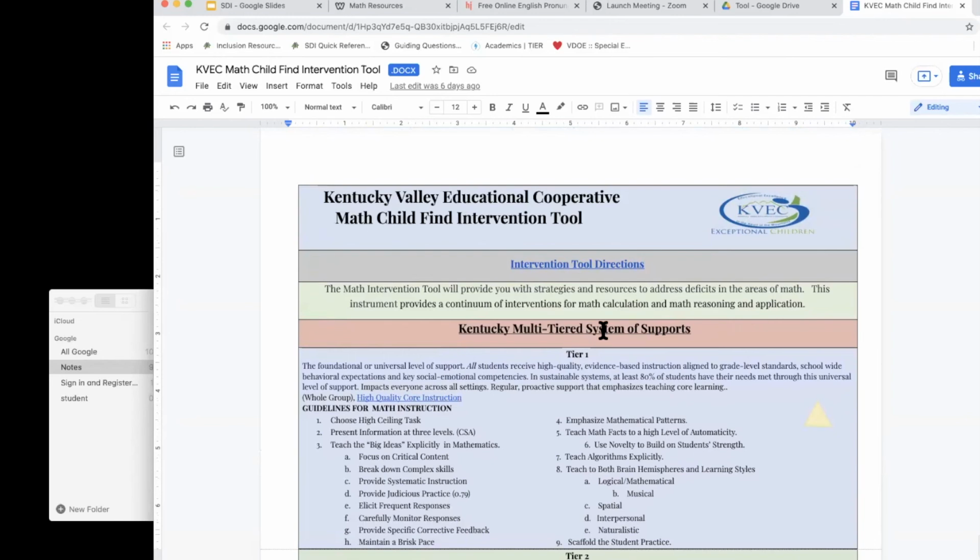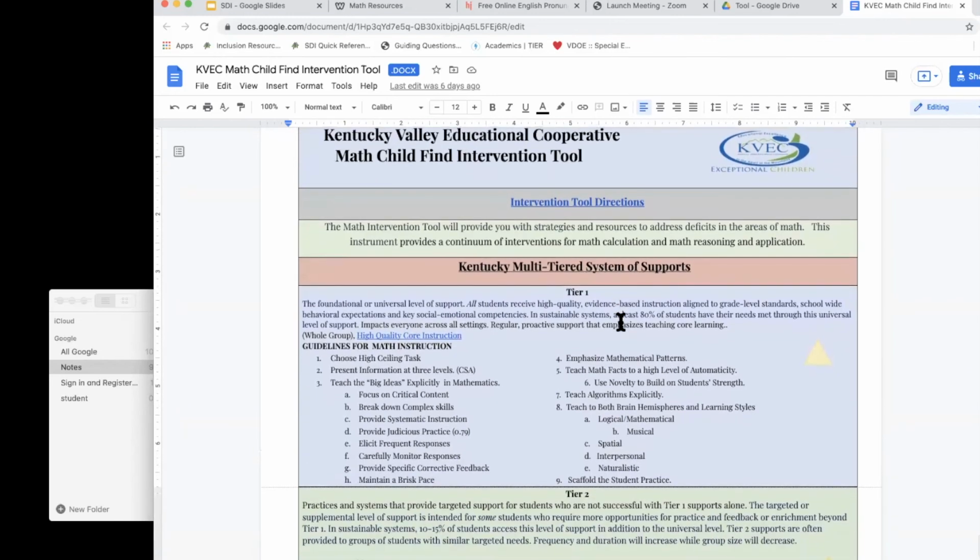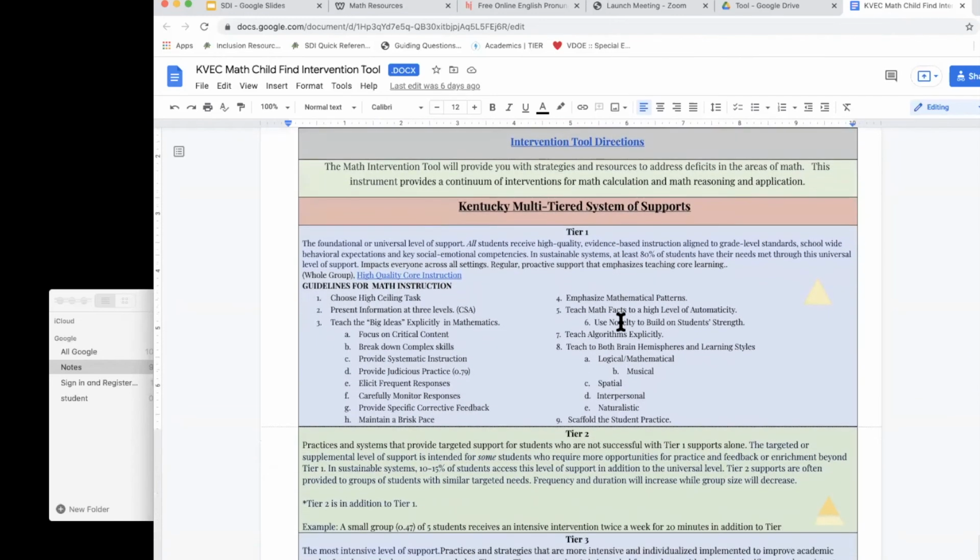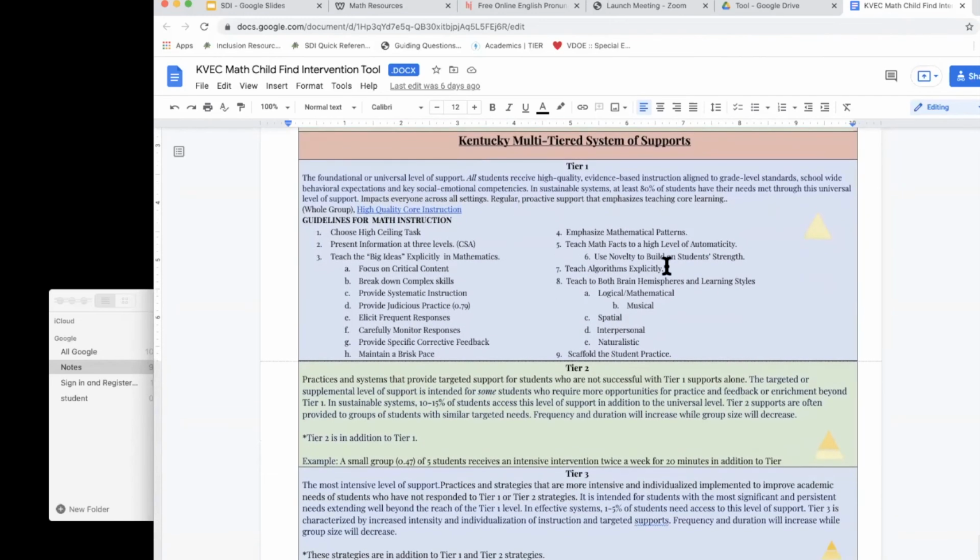The intervention tool directions is set up with different tiers. I want you to see this, and this is what good instruction looks like. It should include the majority of these things. First of all, a high ceiling task. Even for our students, the test doesn't change for them, guys, so the task still needs to be high level.